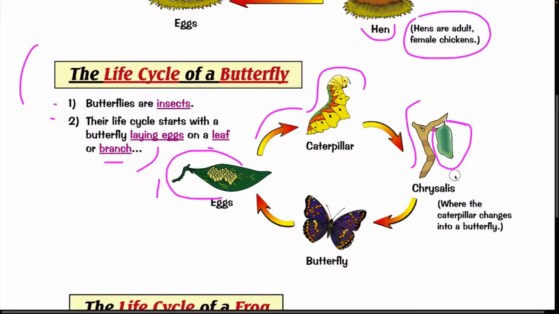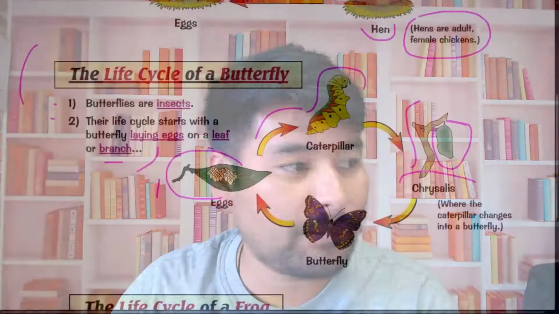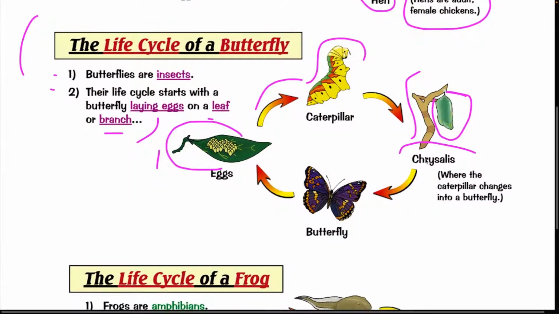Okay? And the name, as we can see here, is chrysalis. Chrysalis, okay? So look at me, teacher. Chrysalis. The pronunciation of that is chrysalis, okay? So let it go. And then here we have where the caterpillar changes into a butterfly.